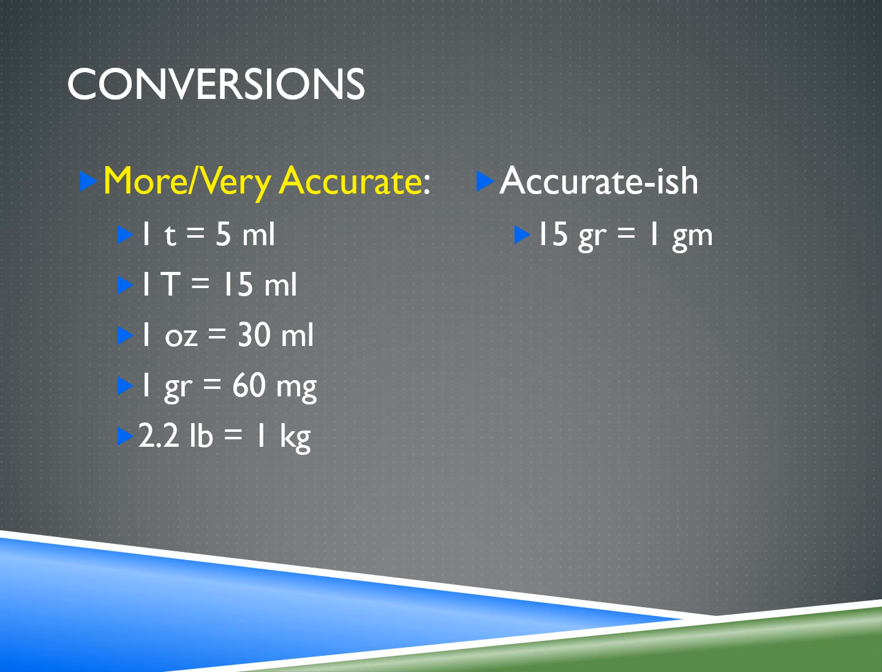And then the one I'd mentioned before, I told you about during the metric, just to give you a heads up about it, but 1 kilogram equals 2.2 pounds. And then your accurate-ish one is going to be that 15 grains equals 1 gram. Now that one's not quite as accurate, but what this means is anytime we're converting grains to grams, you've got 2 ways to get that done. And I will talk about that when we do our solutions.